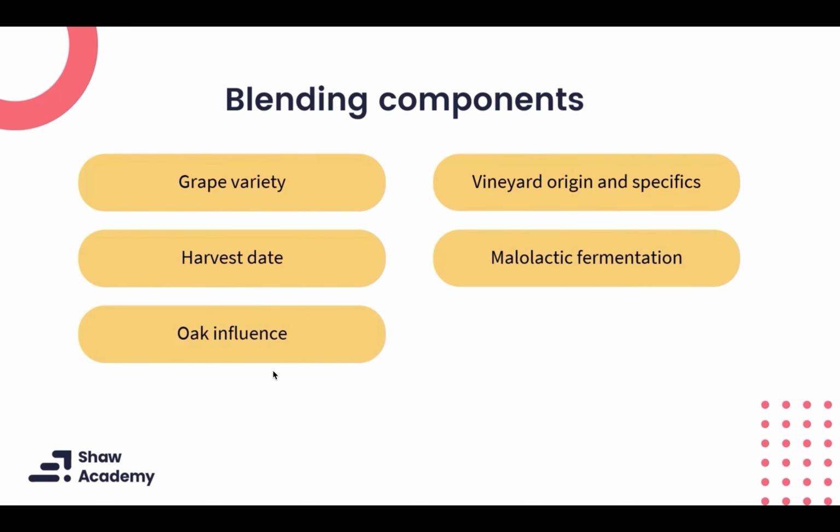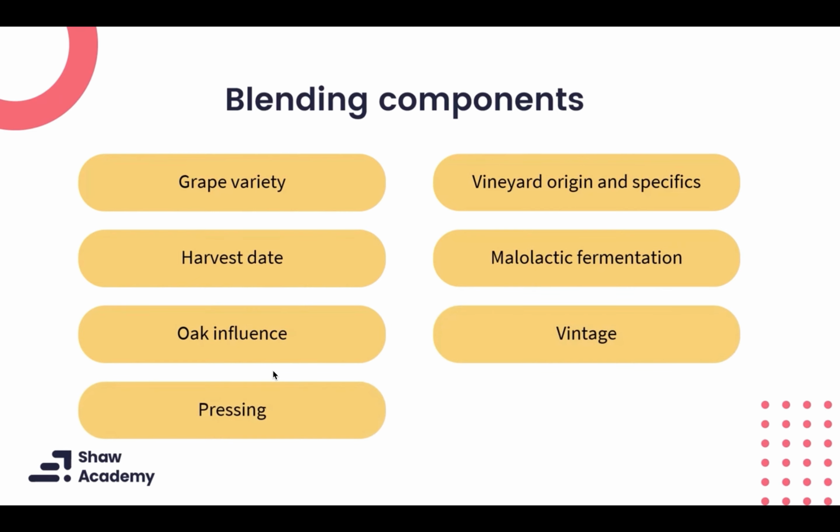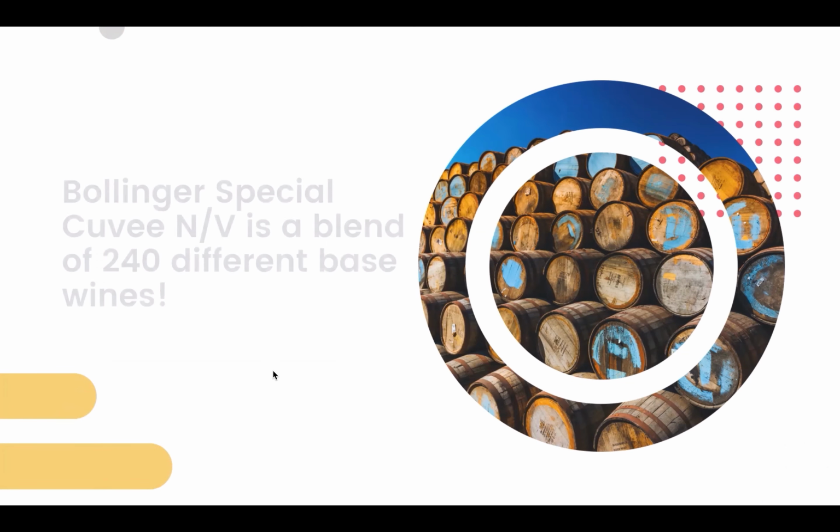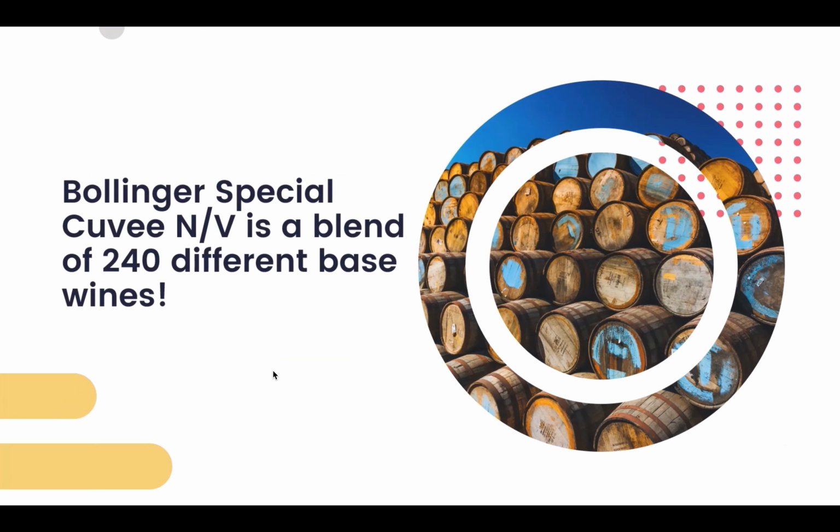One needs to consider oak influence, vintage, the pressing cycle, are you using the gentle press or the hard press fraction? And then finally, the specifics of the primary alcoholic fermentation. This can include elements such as fermentation vessel or which yeast strain you selected. These are only a few variables that I'm mentioning in today's lesson, but there can be many, many more. Did you know that the Bollinger Special Reserve Cuvée non-vintage is a blend of 240 different base wines?